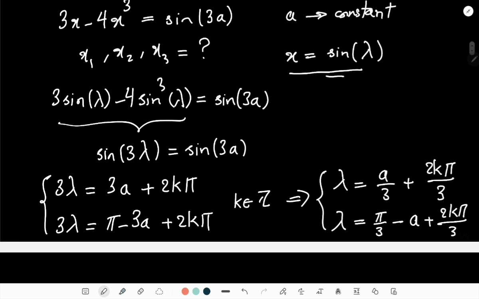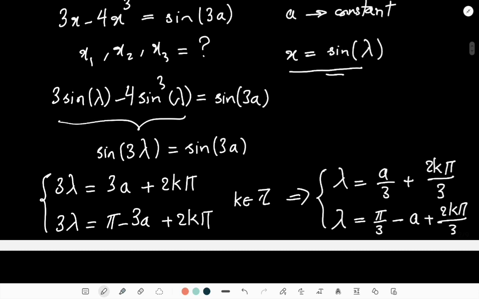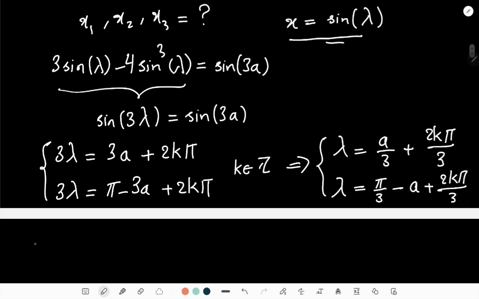So if lambda is these values, I'm trying to find x, right? So let us calculate x. x was sine of lambda, so then I get x equals sine of either, I take the first one for the moment, so sine of a over 3 plus 2 k pi over 3. And if I vary k for different values, then I can get different values for x. But what about the second one? Well, I can prove to you it doesn't matter whether you put lambda first one or the second one.